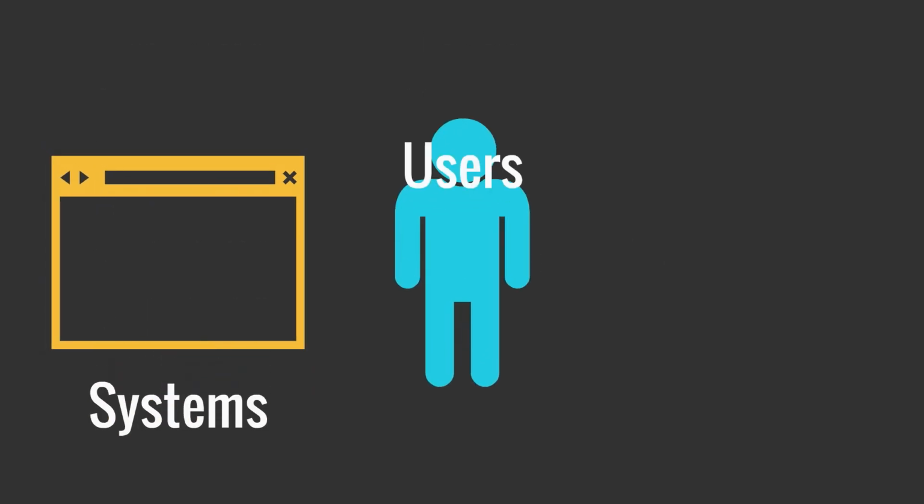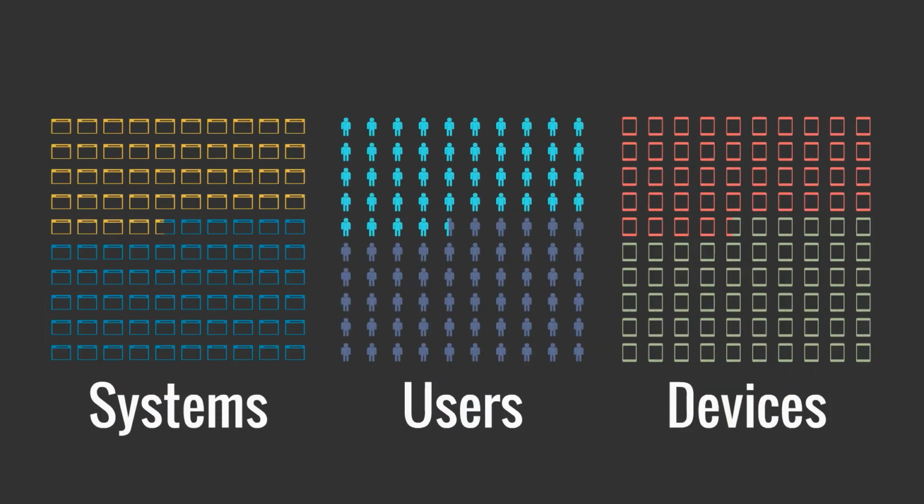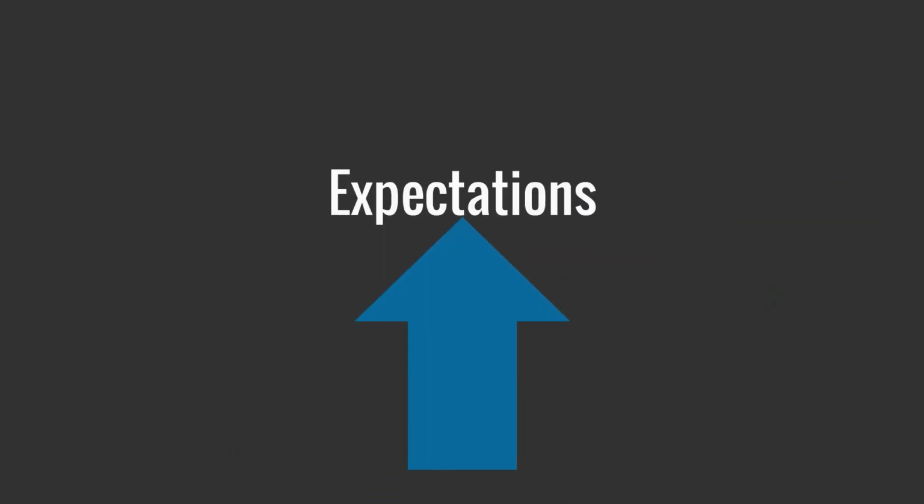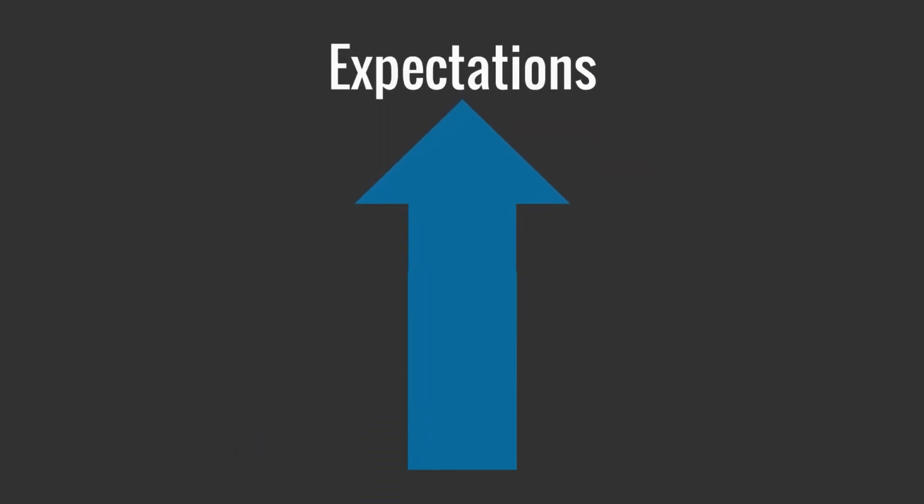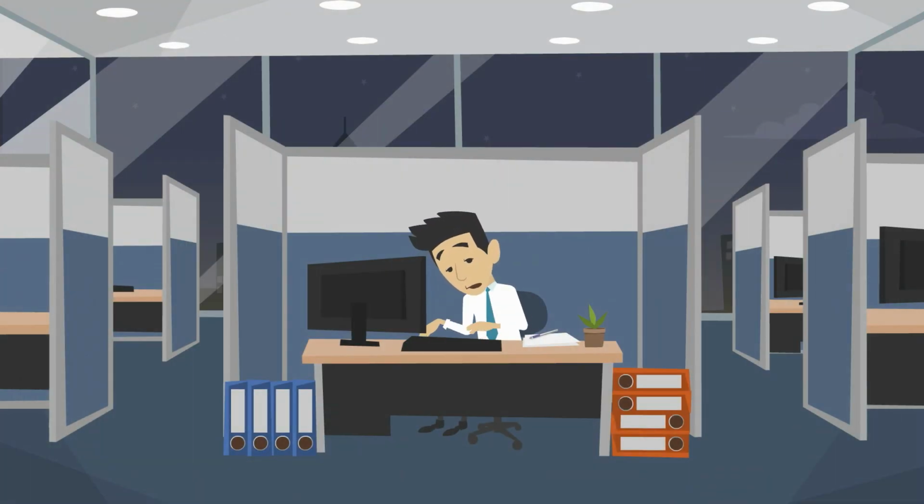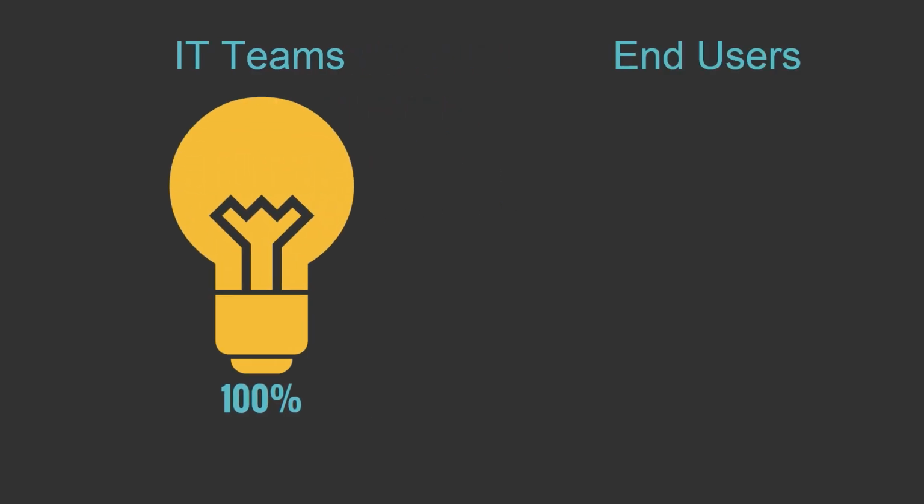The number of supported systems, users, and devices has skyrocketed. IT budgets have gone down, and yet the number of IT staff to support the increased demand hasn't changed. To top it all off, expectations are higher than ever. So, how can you keep up with this ever-growing and oftentimes overwhelming demand? How can your IT team efficiently do their job so that everyone else can effectively do theirs?